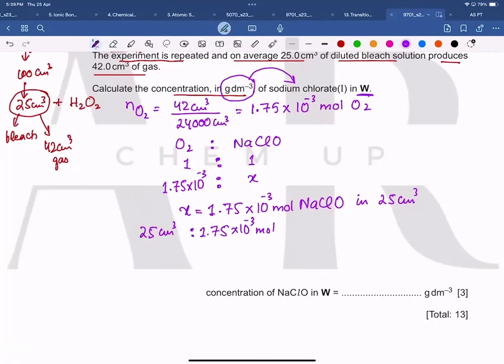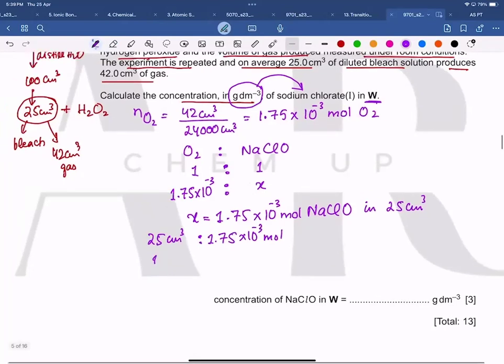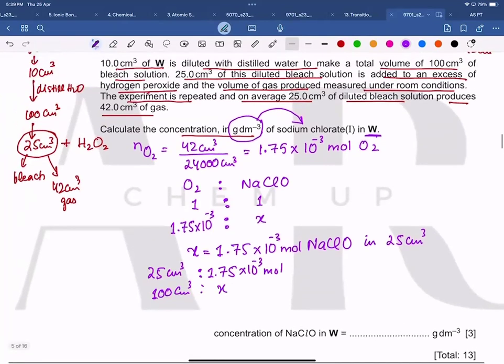Yes, from where, Banin? So the 100 cm³ has X moles. No, not W. Yeah, W is in 100 cm³. I'm not sure which one you said most people can make a mistake at this point.